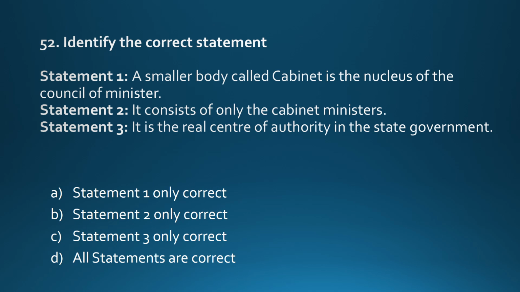Question number 52. Identify the correct statement. Statement 1. A smaller body called cabinet is the nucleus of the council of ministers. Statement 2. It consists of only the cabinet ministers. Statement 3. It is a real center of authority in the state government. Option A. Statement 1 only correct. Option B. Statement 2 only correct. Option C. Statement 3 only correct. Option D. All statements are correct. Correct answer is option D. All statements are correct.